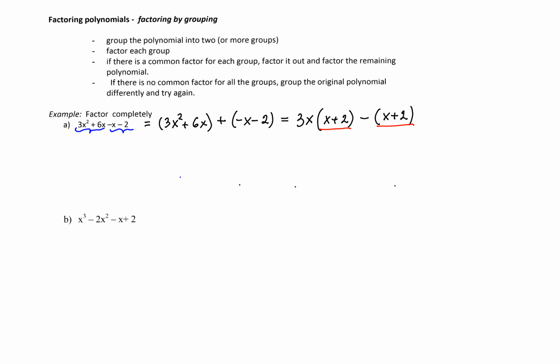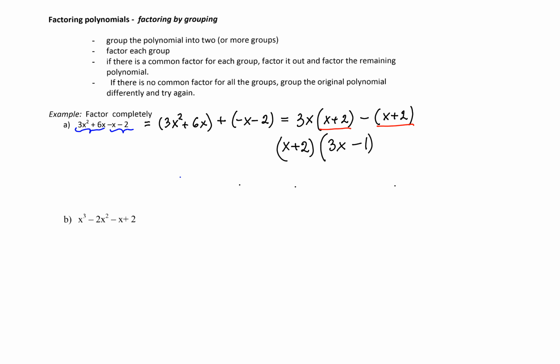So we'll factor it out, so we'll have x plus 2 outside, and then what remains from the first group is 3x, and from the second group negative 1, and that's the factorization of that given polynomial. Let's look at a more difficult problem.